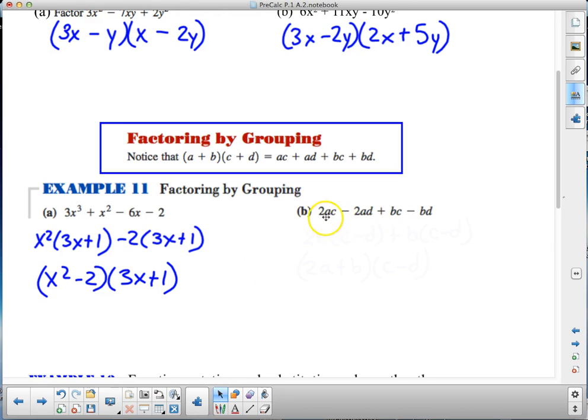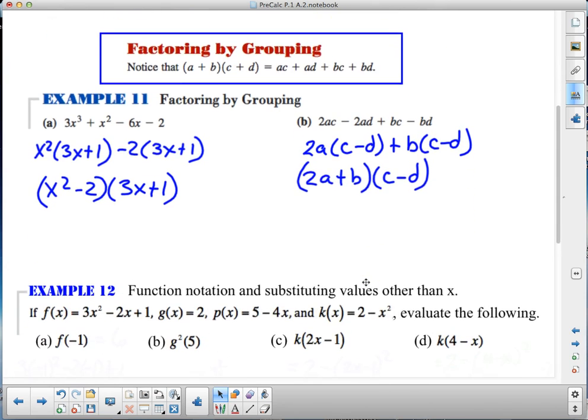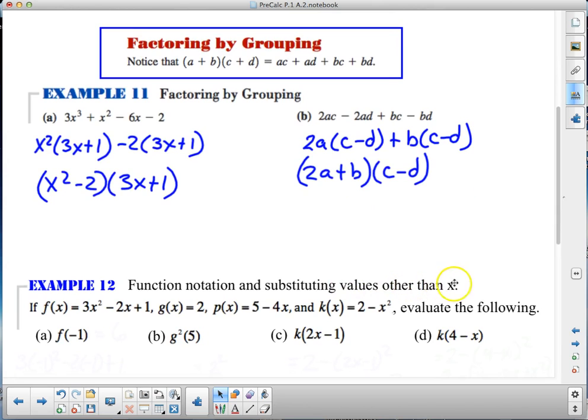Okay, so I'm going to factor out here a 2a and here a b on each one. Now I got c minus d. And that's the important thing. Once I factor them out, this factor has got to be the same. So now I've got 2a plus b if I extract the quantity c minus d from each member there. Now, function notation is substituting values other than x.